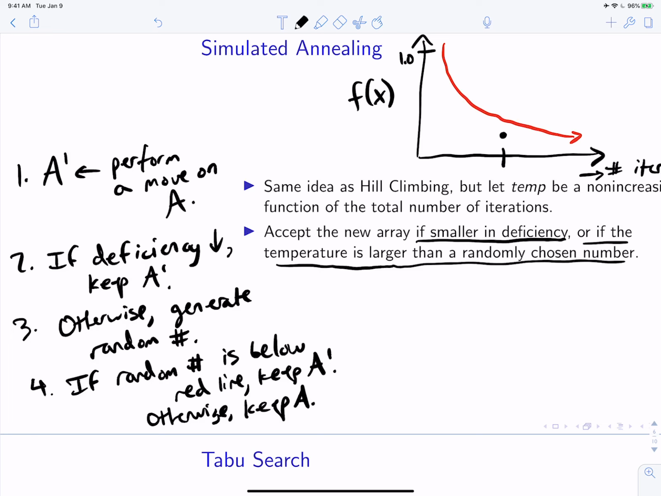So if the deficiency goes down, we always accept the change, always. But otherwise, we generate a random number, and if the random number is below the red line, which is always going down, we're going to accept the change. If it's above the line, we don't keep it. So where does this come from?